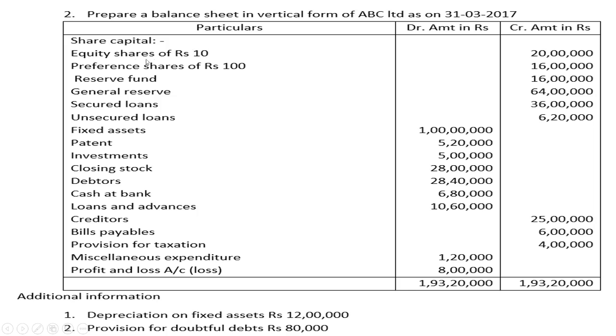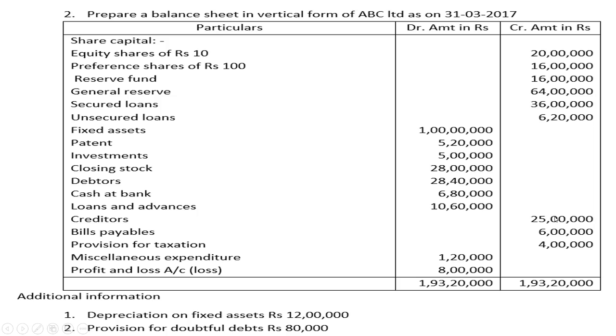The share capital: equity share of rupees 10, 20 lakh; preference share of rupees 100, 16 lakh; reserve fund 16 lakh; general reserve 64 lakh; secured loan 36 lakh; and unsecured loan of rupees 6 lakh 20,000; fixed assets 1 crore; patent 5 lakh 20,000; investments 5 lakh; closing stock rupees 28 lakh; debtors 28 lakh 40,000; cash at bank 6 lakh 80,000; loans and advances 10 lakh 60,000.